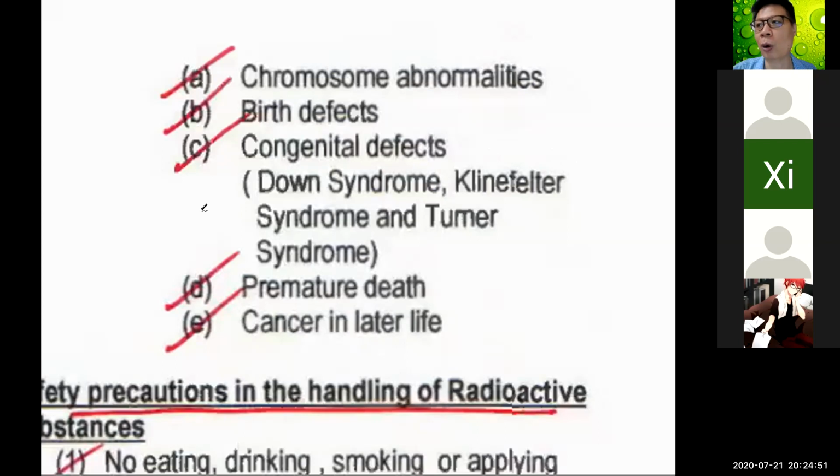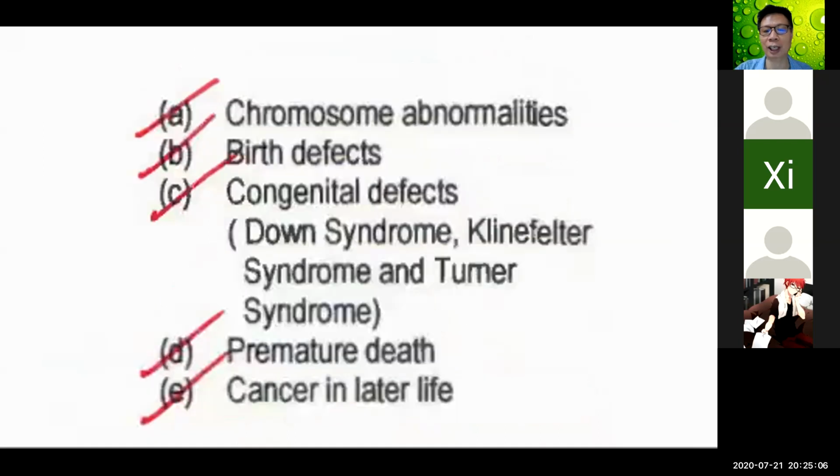Also not normal, the brain cannot work. And premature death, you know what that is? And cancer in later life. Very dangerous. This is genetic effect and all.